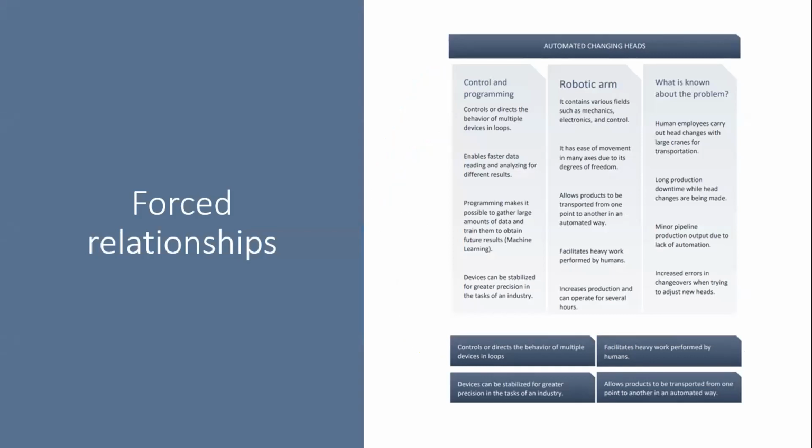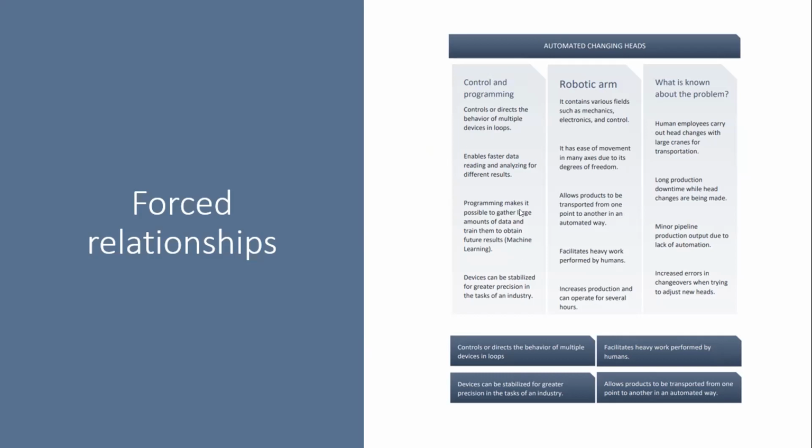So now we have the 4 relationships. Here, we established 2 different topics that will be the control and programming and the robotic arms. Based on those topics, we set different characteristics. With the control and programming, we have the behavior of multiple devices in a loop, the faster they're reading and analyzing the different results. Programming makes sense with huge amounts of data to check how the new systems and devices are improving or not, and they can be established with great precision.